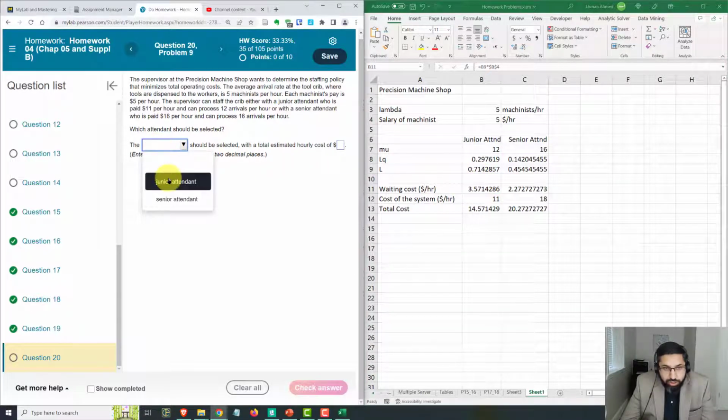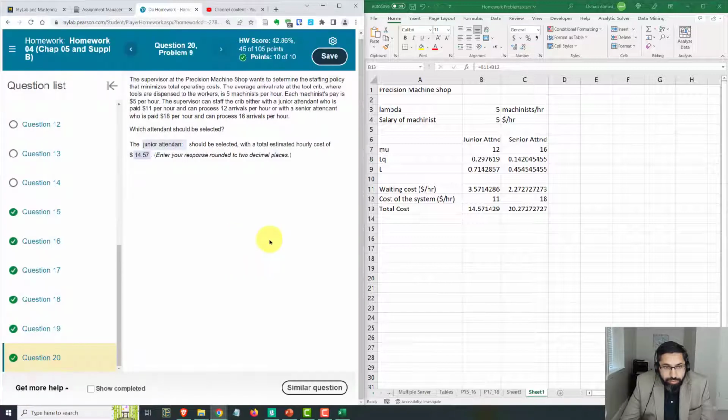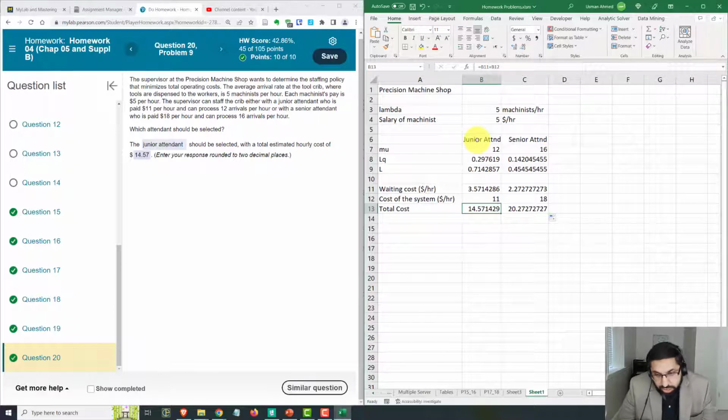So we are going to use the junior attendant, total cost of $14.57, which is right here. That's how we can decide between which server. This analysis can be used very well. If you decide on a more expensive machine which works faster, it's going to shorten your queue. So what is the benefit of that? You pay more to get the machine, but does the waiting cost reduce enough, and so forth. You can do this sort of analysis, called service system design, to figure out the optimal decision for you.